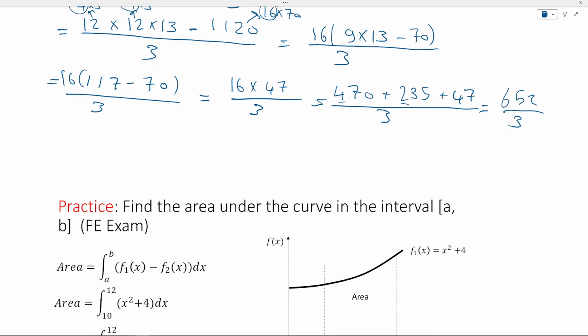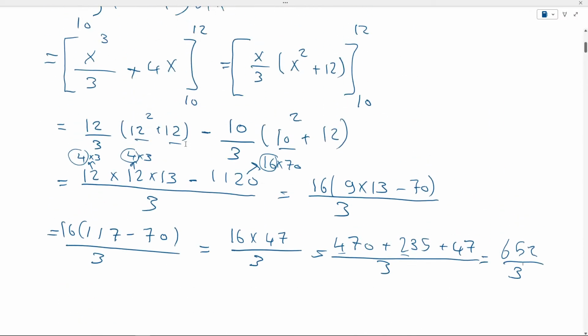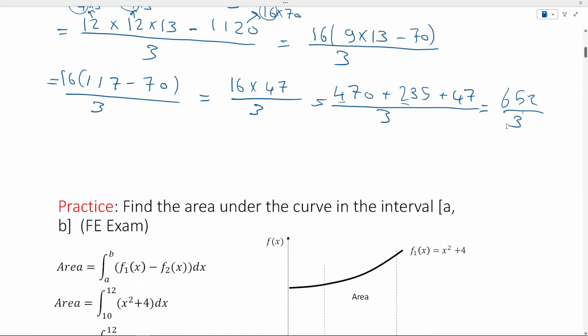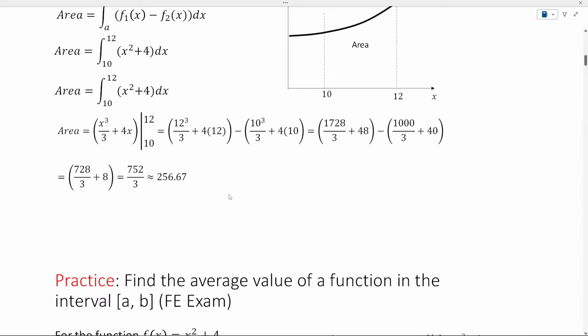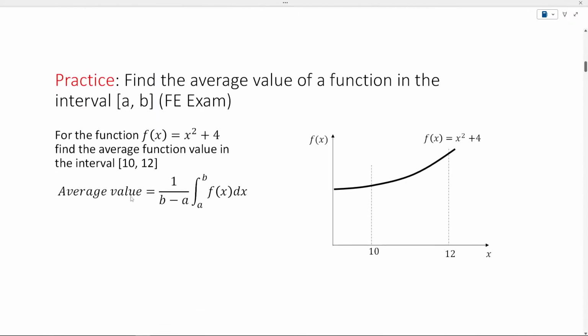Okay. I mean, so you got something that looks like this. I mean, you can just use your calculator to do these things. Okay. So I got 652 over 3, which is exactly what I got here. Okay, let's do another one.